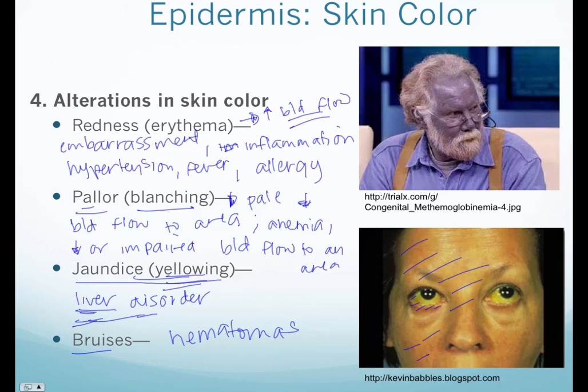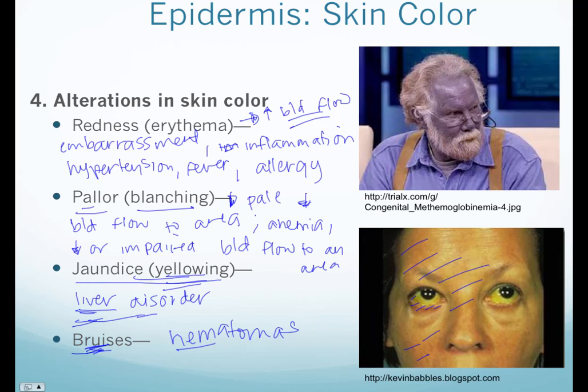And as that area heals, the blood cells start dying, giving off that blue or black coloration that we consider to be bruises.